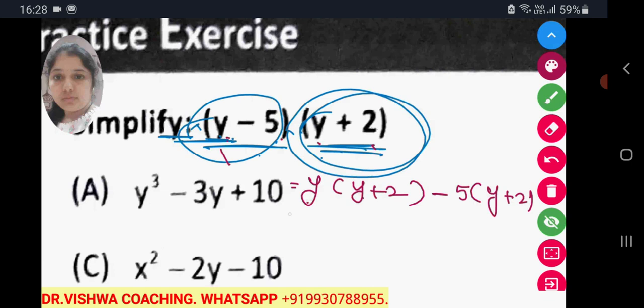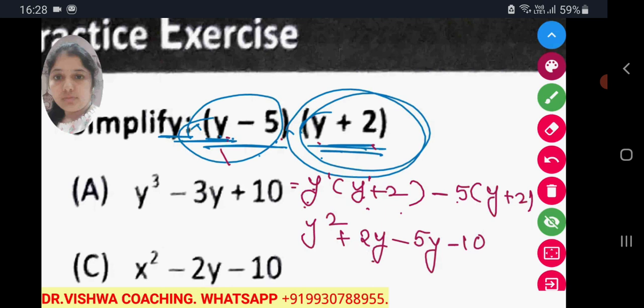Now, y multiplied by y becomes y square, because the base is the same, so we add their powers. That we learned in the exponent chapter, so every chapter is based on one another. y multiplied by 2 is equal to 2y. Minus 5 multiplied by y becomes minus 5y, and minus 5 multiplied by 2 becomes minus 10.